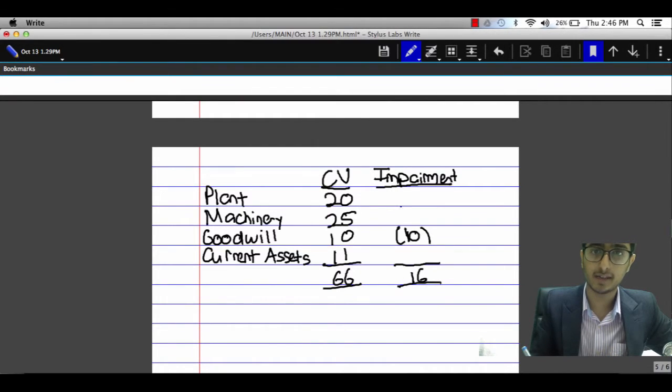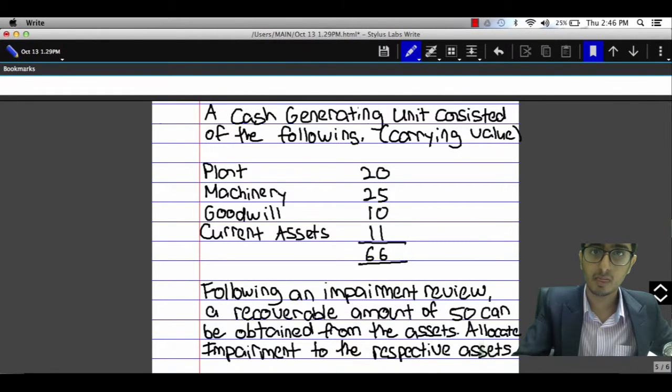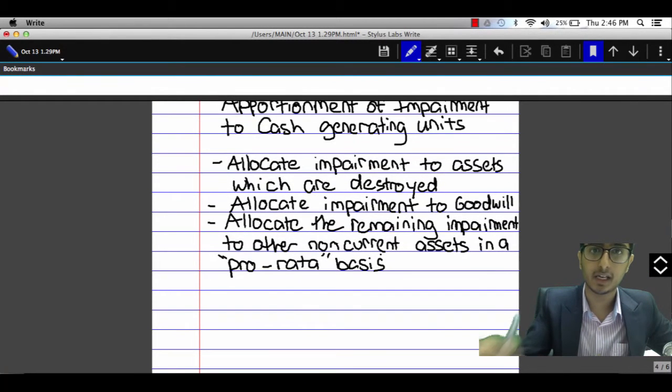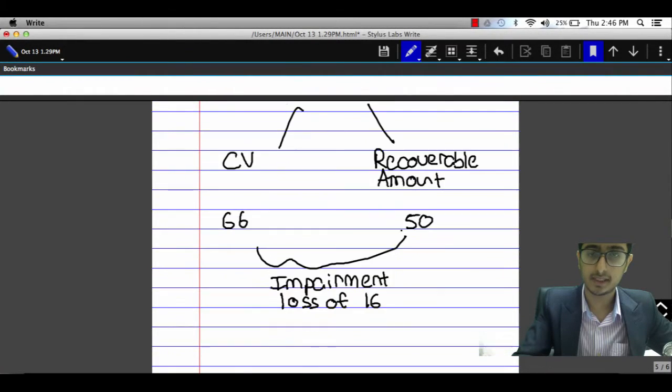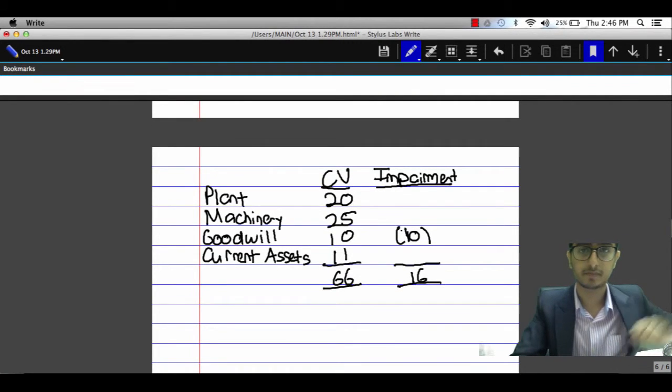So how will I allocate the 6? Now firstly, do I have to allocate any impairment to current assets? No, okay? It says here that we will only allocate the remaining to other non-current assets. Yes, let me underline this. So let's see now. How does a pro rata basis work?